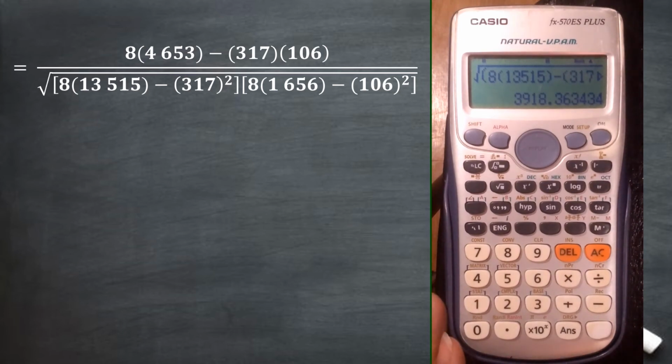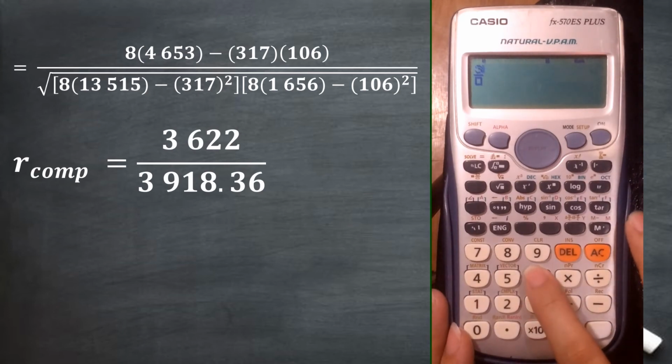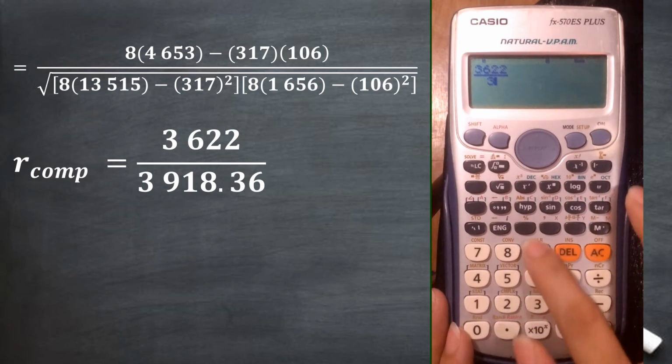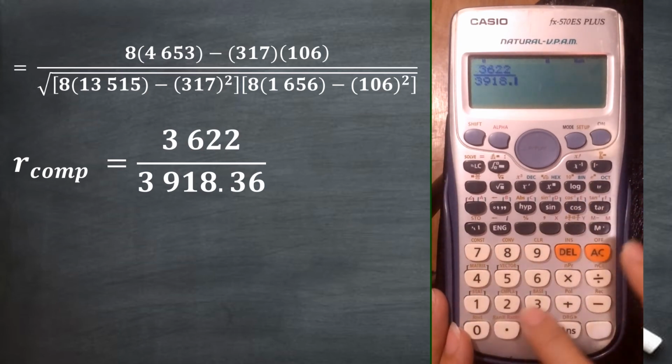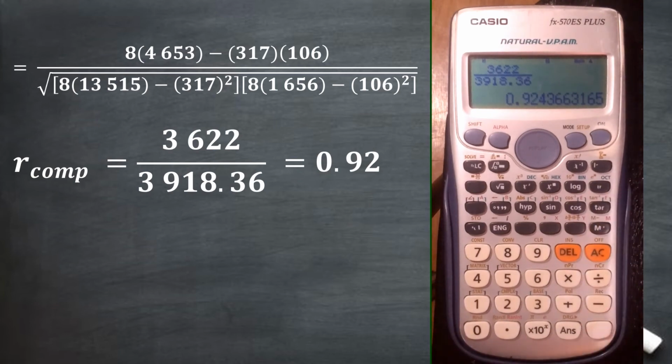And then to get the value of the R computed, we have 3,622 all over 3,918.36. Then you press equal sign. This is the value for R computed. Again, you have to round it off to two decimal places.